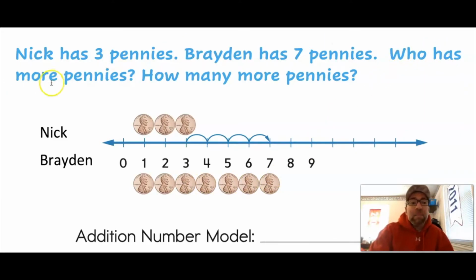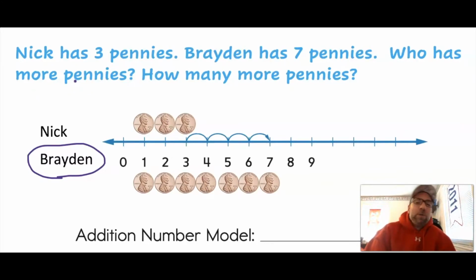Who has more pennies? Well, that's not a hard problem. We know that Nick has 3, Braden has 7, and 7 is greater than 3. So I'm going to circle Braden's name because Braden has more pennies. Now, the next question is, how many more pennies does he have? So I want to show you how we solve a problem like this.